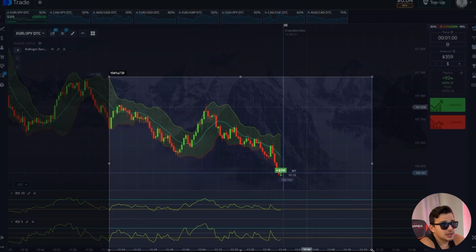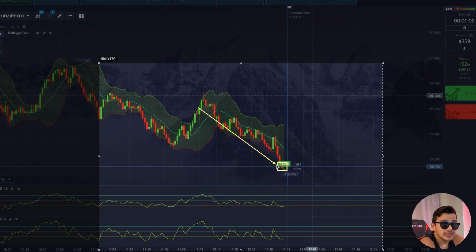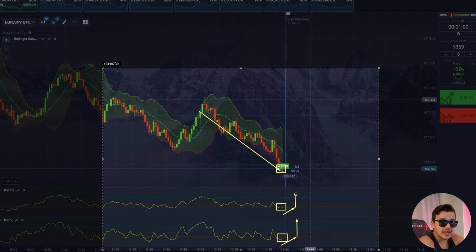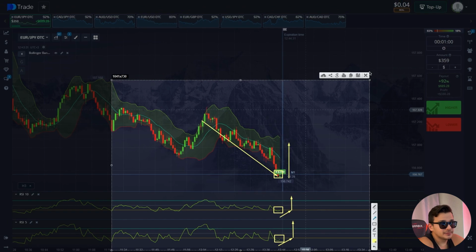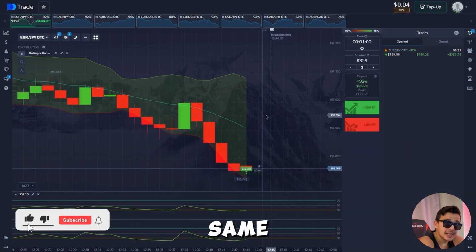Touching the lower moving line after good downward dynamics. Then the exit from the oversold area on both oscillators. Respectively, the deal is opened on the upside. As I said in the beginning, the principle of trading will be really the same.